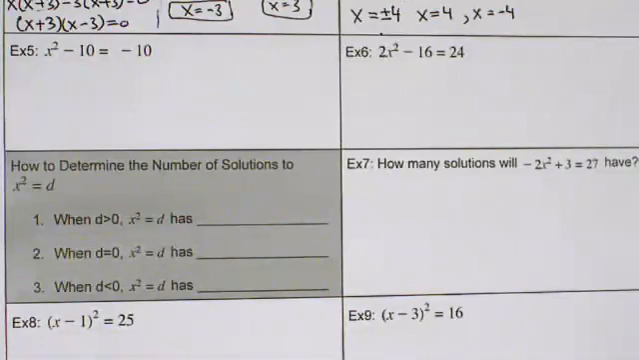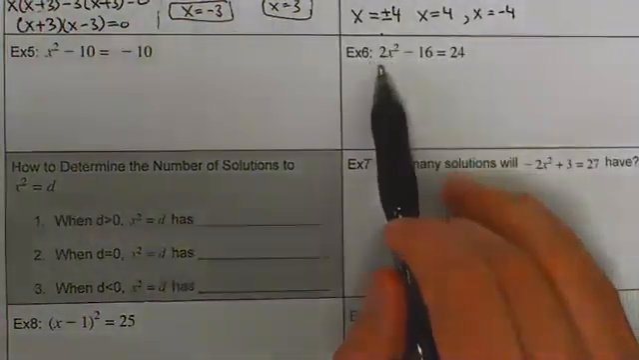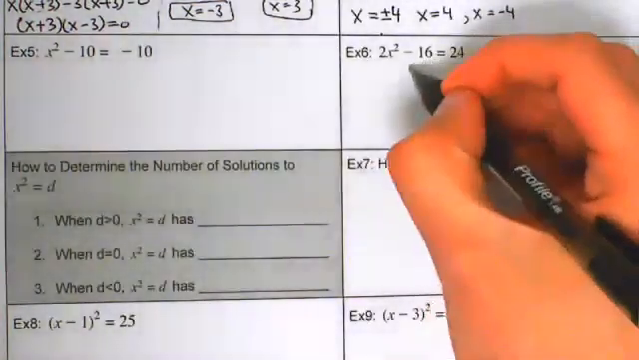So we're actually going to begin with problem 6. This is pretty much a review of what we did in the last video. And you're going to find that it's pretty much the same song and dance that we've already seen. So we need to get our 2x squared by itself, and we're going to accomplish that by adding 16 to both sides.